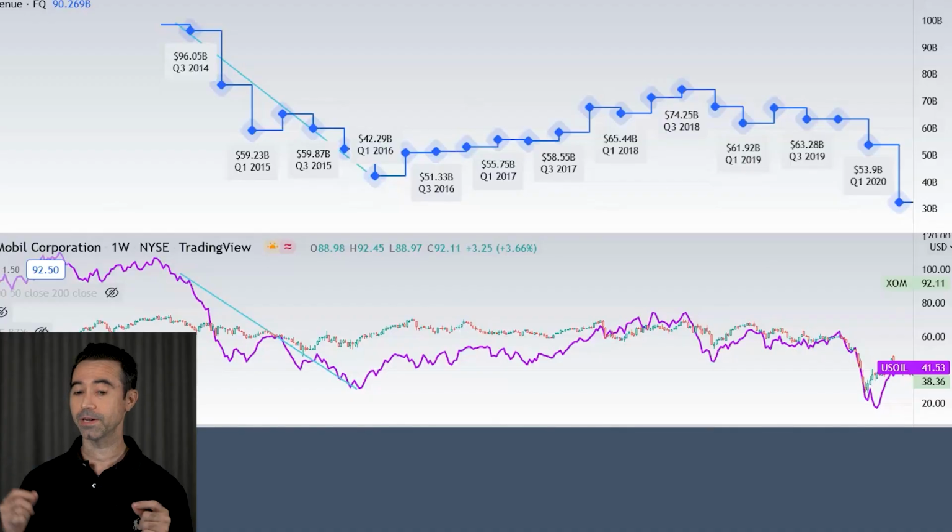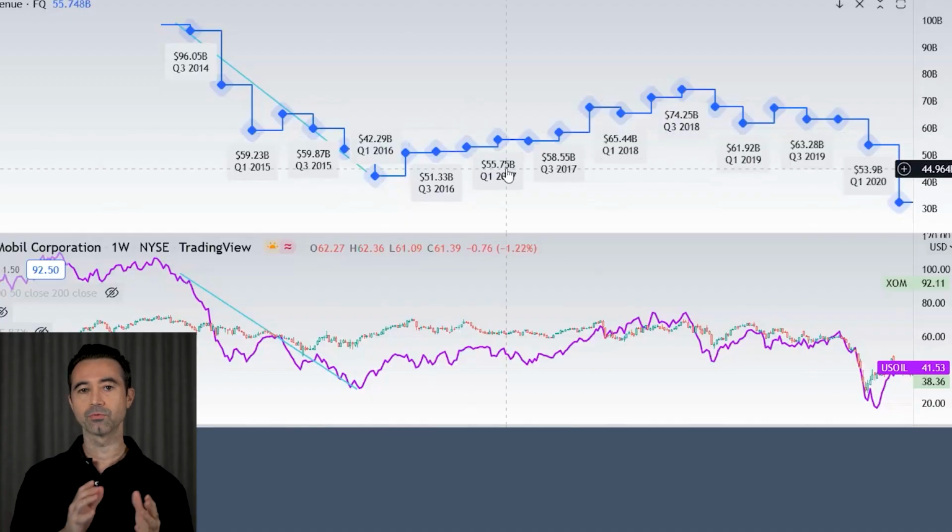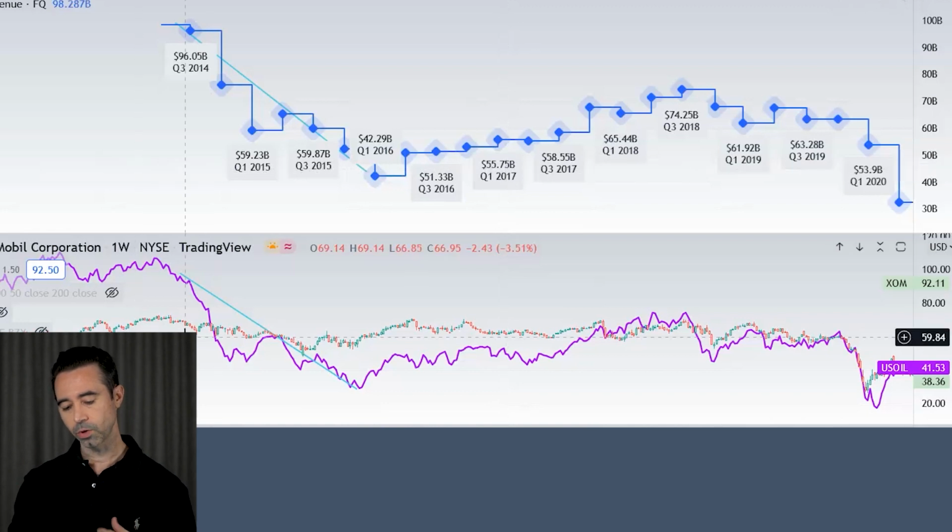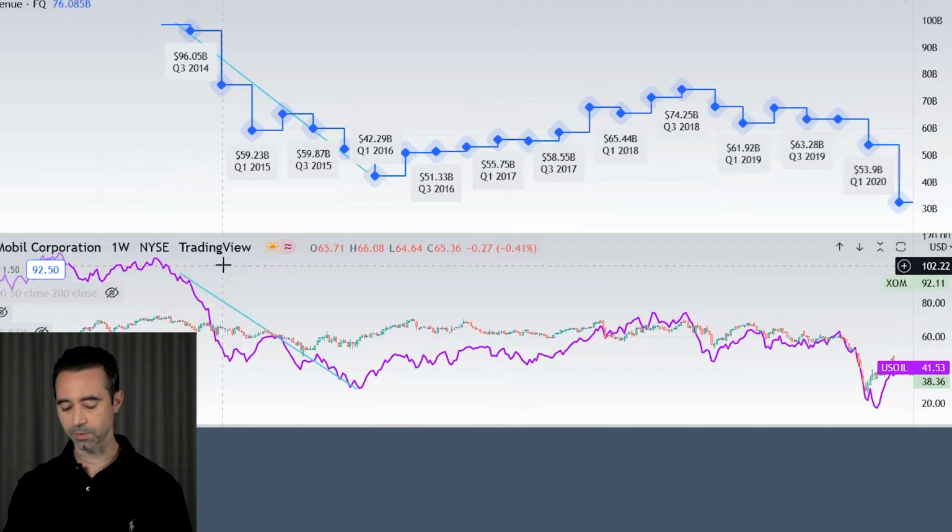So what I wanted to do is show you exactly what that looks like, because it's very important what happens to prices of oil and what ends up happening to the actual stock price of this company. So for example, on the very top, this is the revenue per quarter of Exxon Mobil, and on the bottom, I want you to pay attention to the purple line. The purple line is WTI, West Texas Intermediate, that is crude oil. These are the prices of crude oil basically.